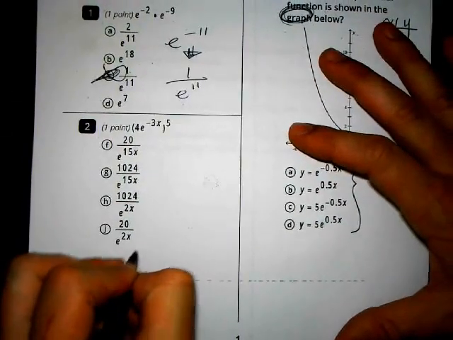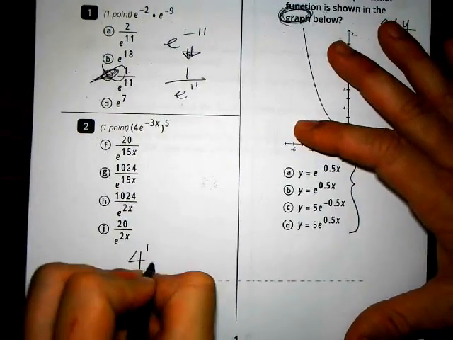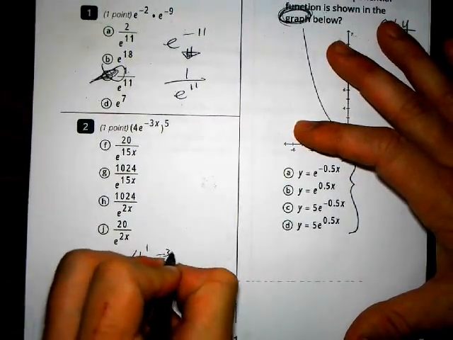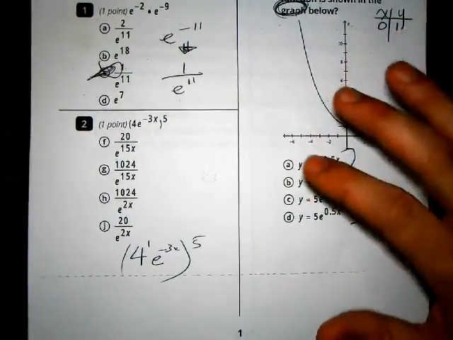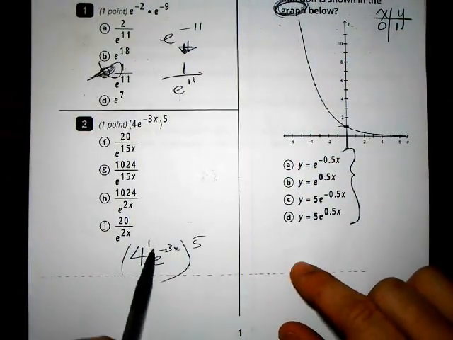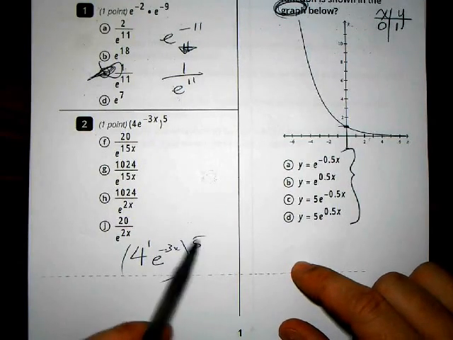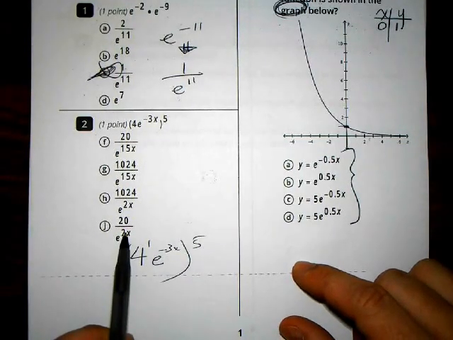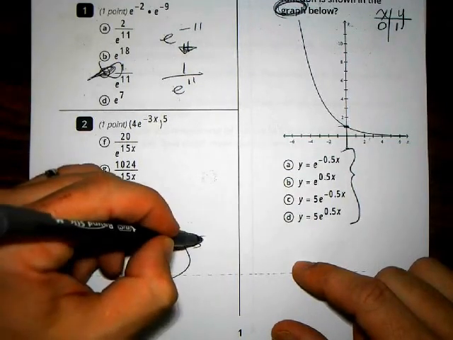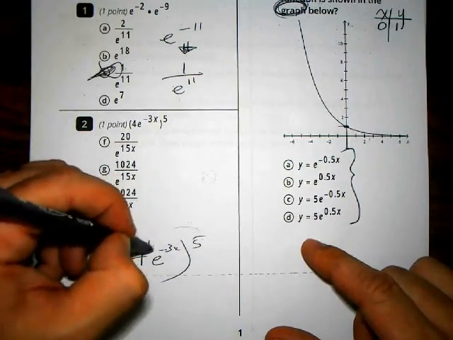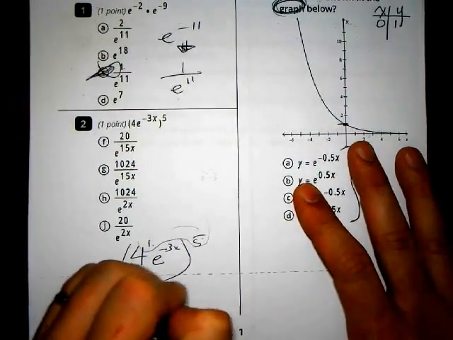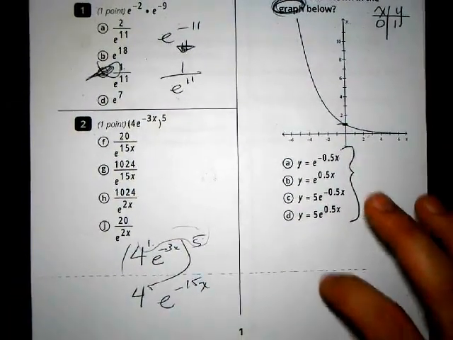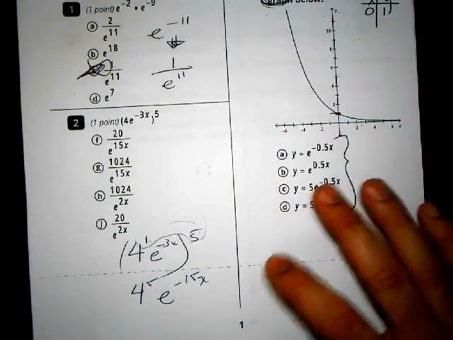Go on down here to the next one. We have 4 to the first power, e to the negative 3x power, and then we raise all of that to the 5th power. And I went ahead and wrote this in here specifically because we're going to get to use our special rules here. So we're going to do a power to a power, which means that we can multiply our exponents together. So this will be 4 to the 5th, e to the negative 15x. Where can I take it from here, Brian?